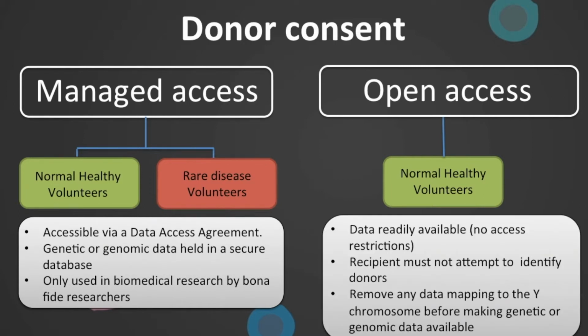For open access cell lines, there are no data access restrictions, and the data can be freely downloaded. The recipient of the cell line agrees not to make any attempt to identify the original donors of the cell lines. They also agree to remove any data mapping to the Y chromosome before making genetic or genomic data available to third parties. Once this has been done, data may be made available for biomedical research in an open fashion, permitting redistribution of derived datasets.